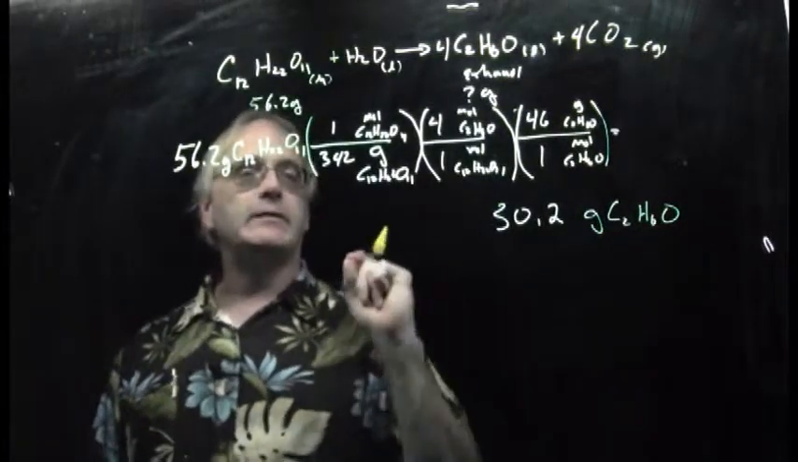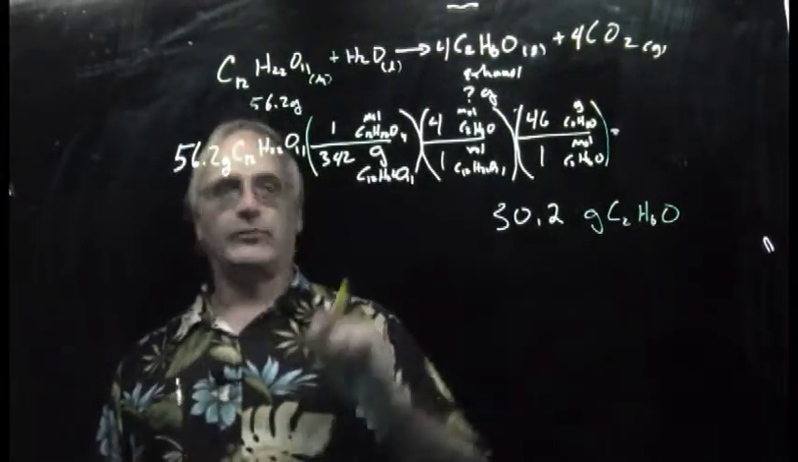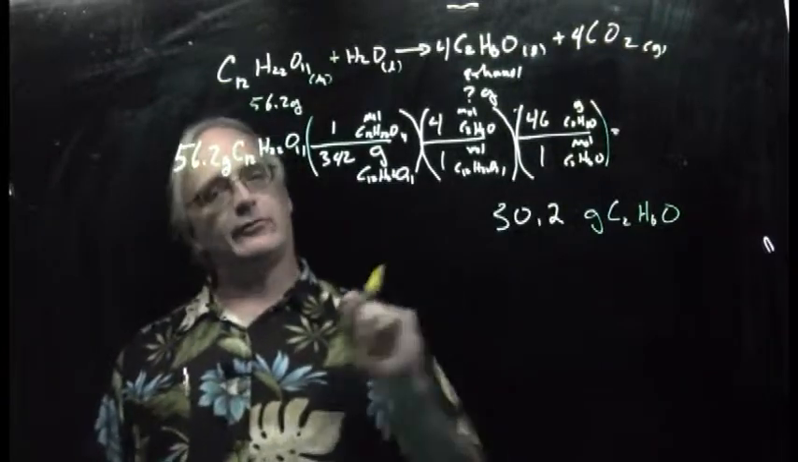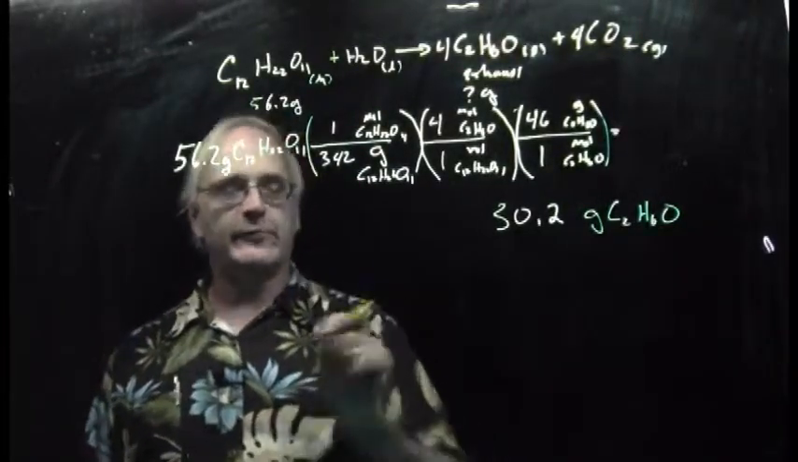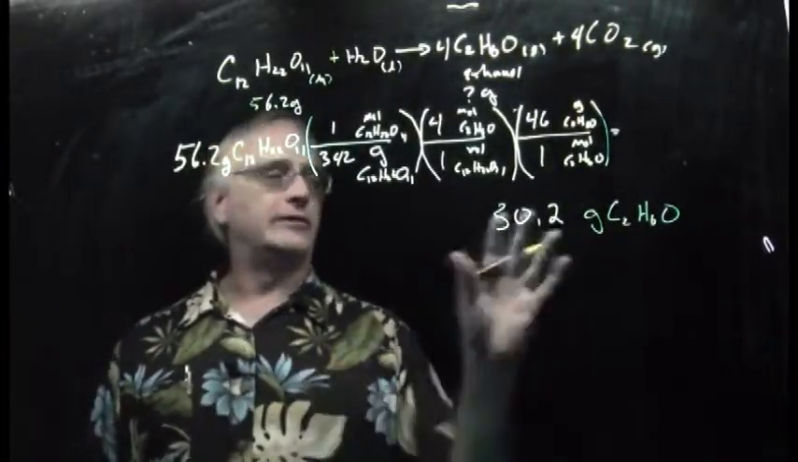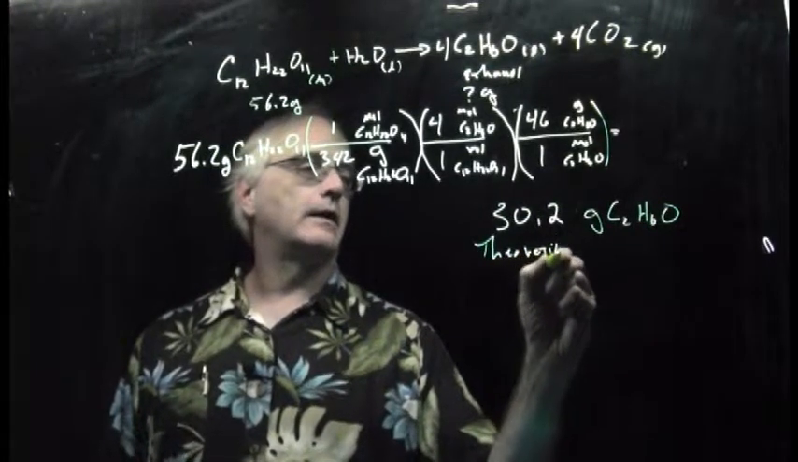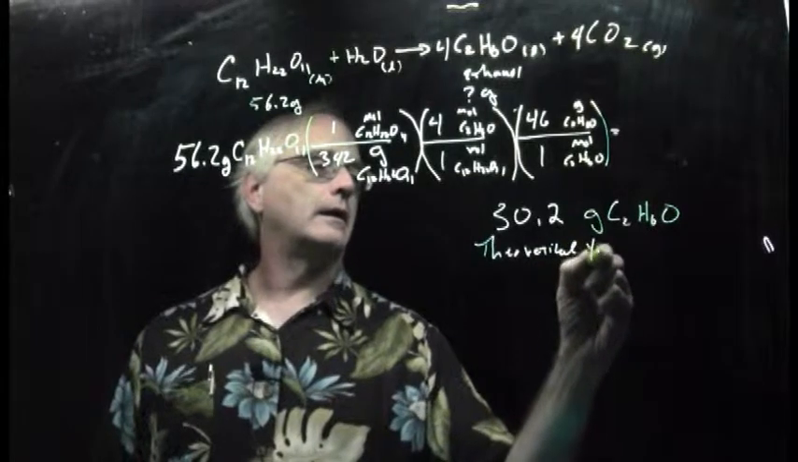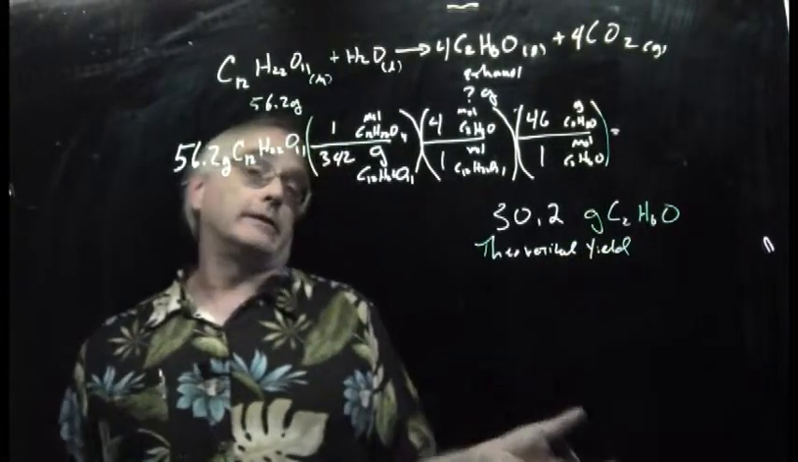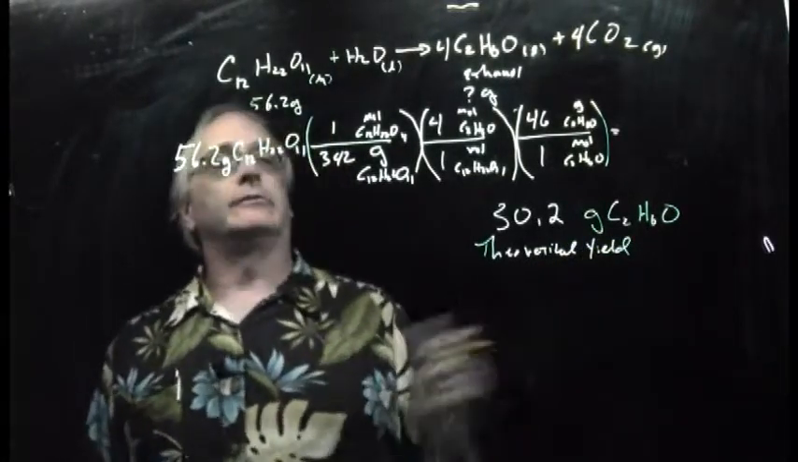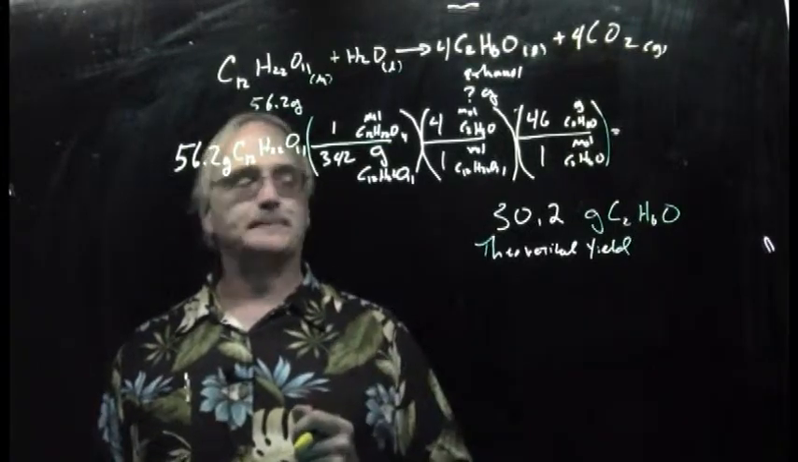Now remember, that's the amount I'll get if the reaction is perfect, if there are no side reactions, if my lab technique is flawless. This is the theoretical yield. Okay, which theoretical yield is essentially the answer to a stoichiometry problem, how much you're going to get.